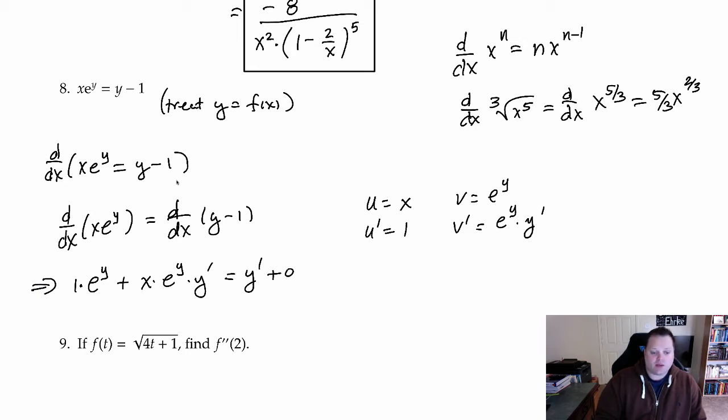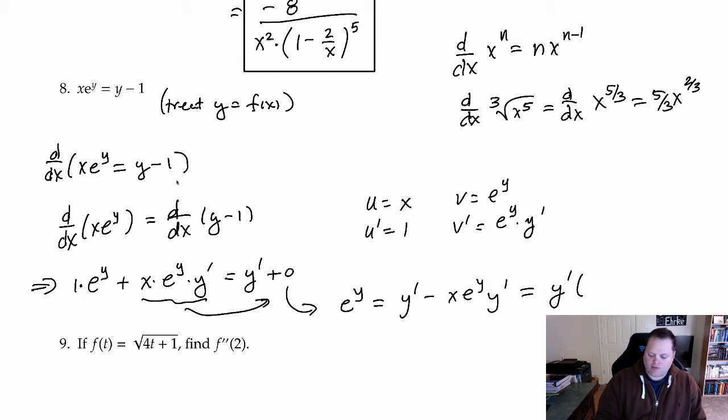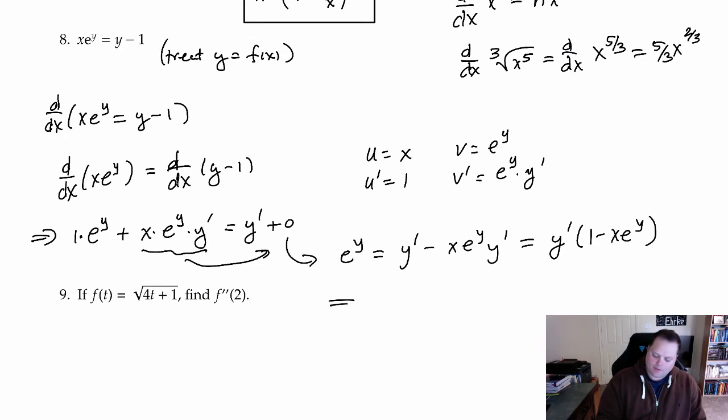So I need to solve for y prime. Algebraically, I'm just going to leave the e to the y on the left, and I'm going to bring this term over to the right. I can factor out a y prime from that term on the right. And so y prime would be e to the y divided by this term.